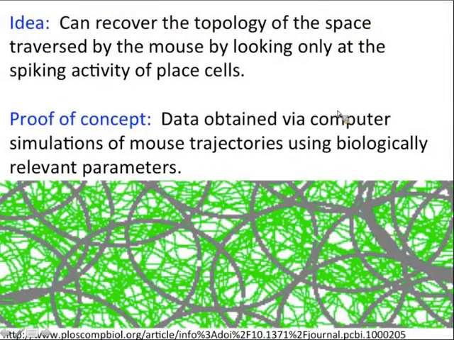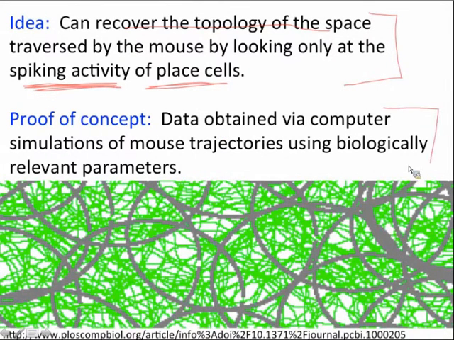Questions so far? Both papers, the 2008 and the 2012 paper, looked at whether you can recover the topology of the space by looking only at the spiking activity, only at the place cells and not the actual environment that the mouse or the rat is traveling in. But in both papers, it is a proof of concept. A later paper by Chen does analyze real experimental data, but you'll have to listen to his talk to find out more about that because we're running out of time.